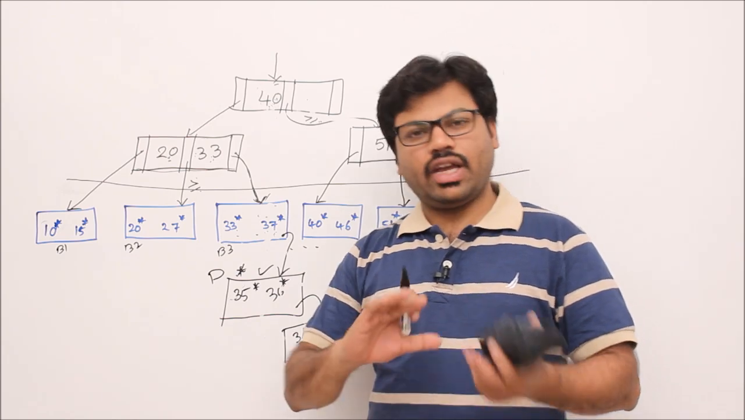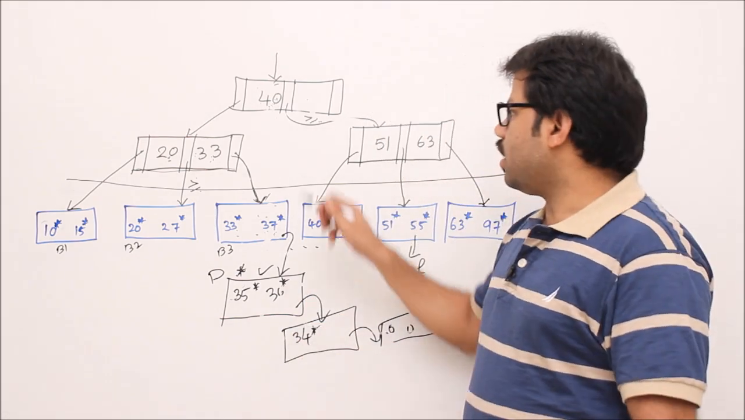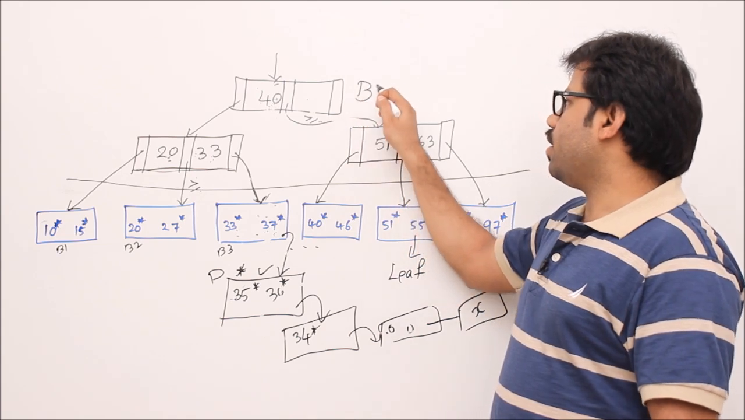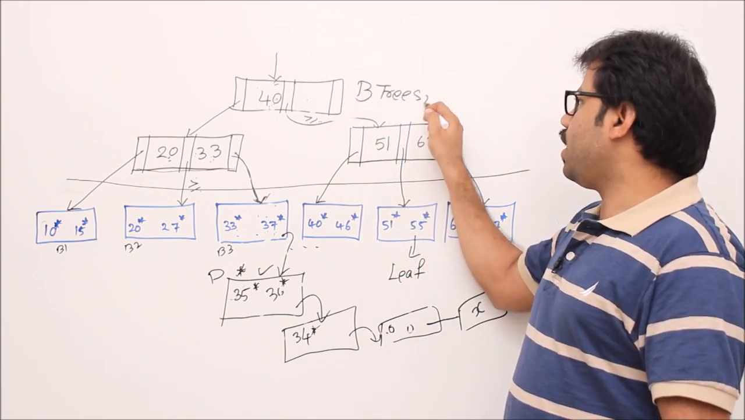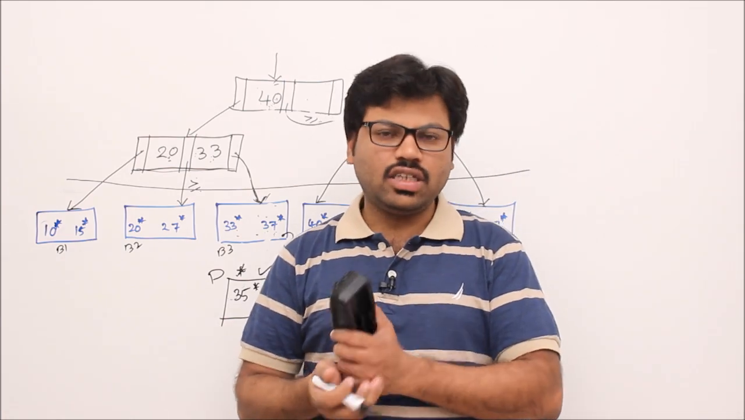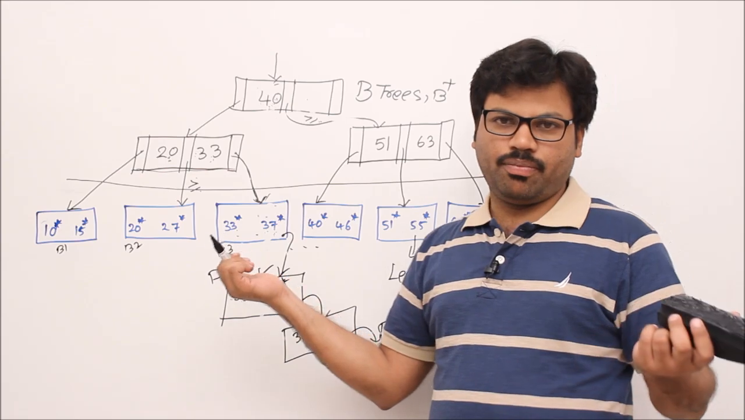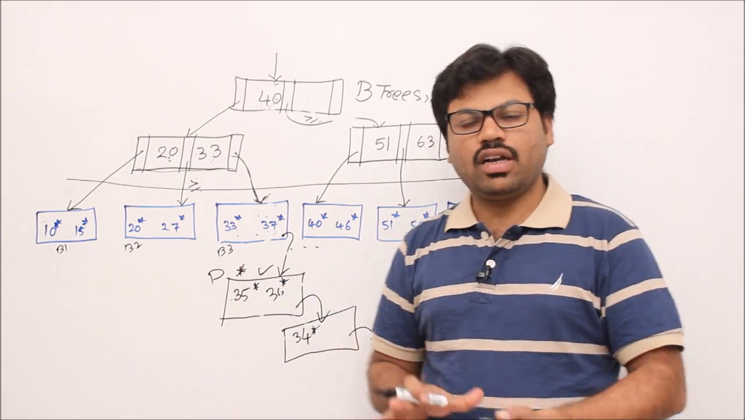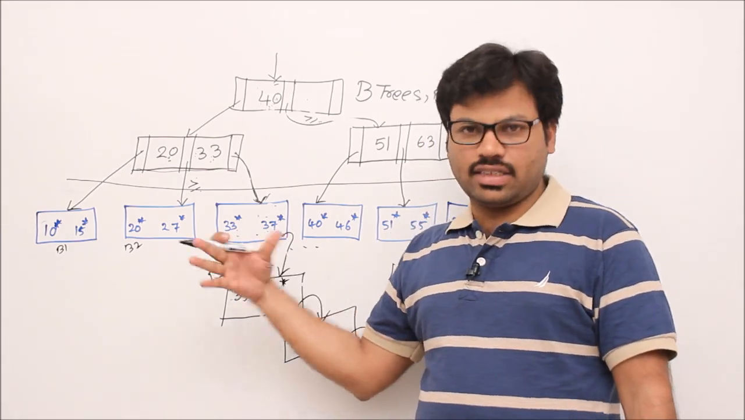How to avoid it? We have an alternative tree structure, that is B plus tree and B tree. So we are going to study B trees and B plus trees, which are dynamically growing and shrinking data structures, which are going to overcome this problem, right? So we'll see that. Before that, we'll see one GATE question related to this ISAM tree.